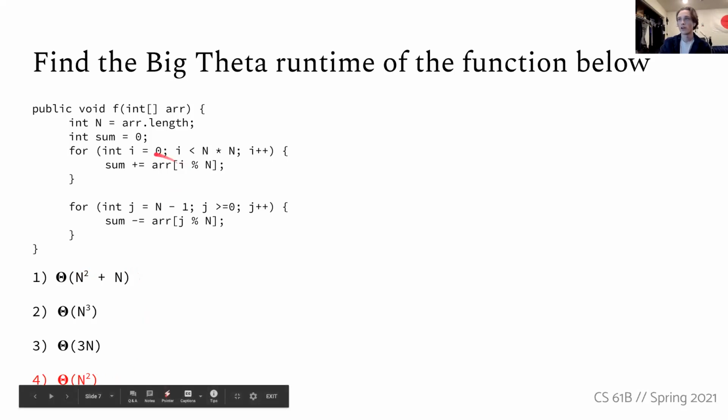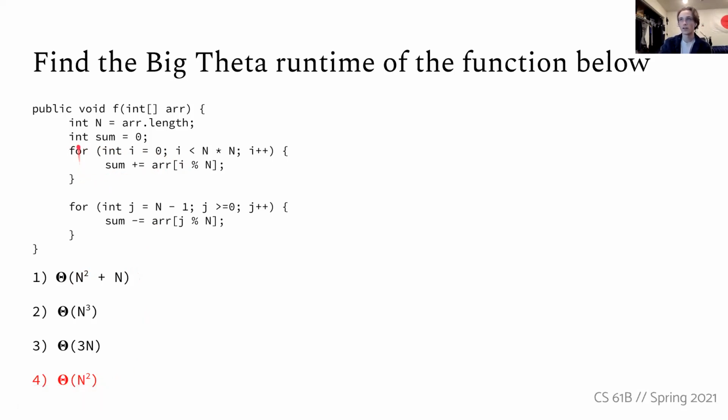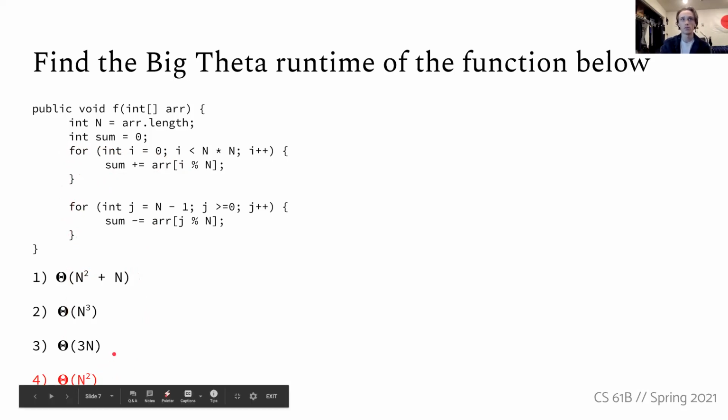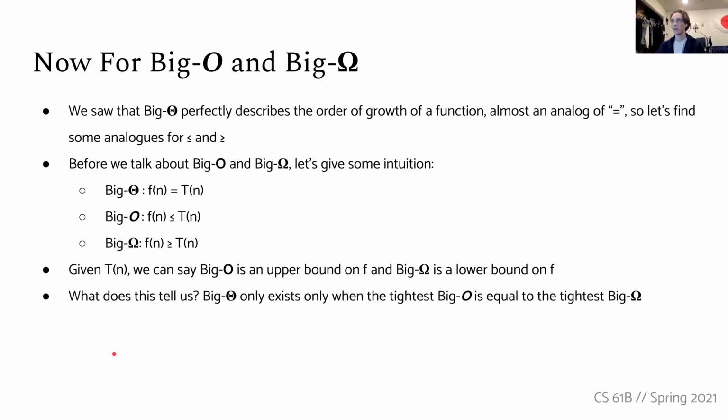So yes, we had to go through this for loop a total of n squared times. And so this is what dominated our work. While we went through this other for loop theta of n times, the theta of n squared is our highest order term. So we say our function is theta of n squared. Okay, on to big O and big omega.